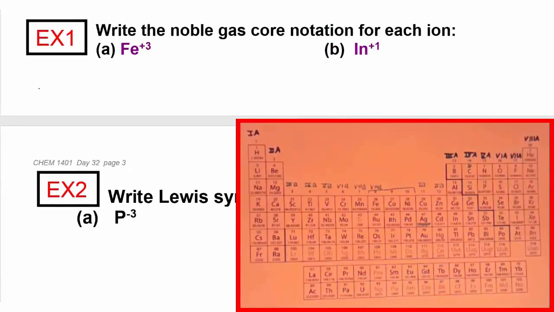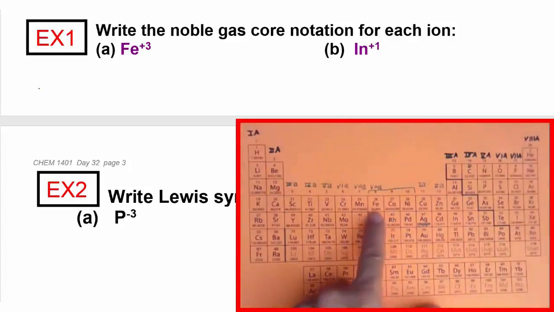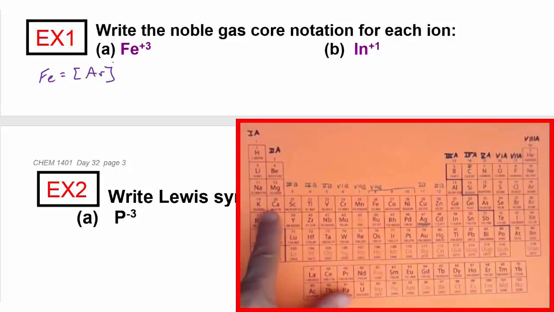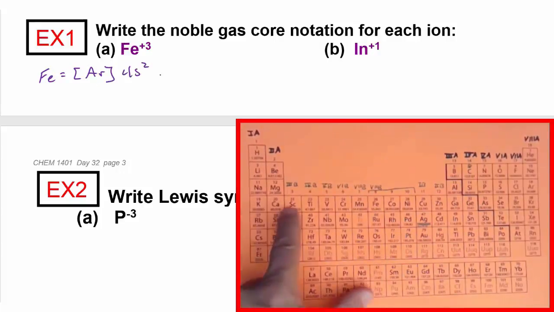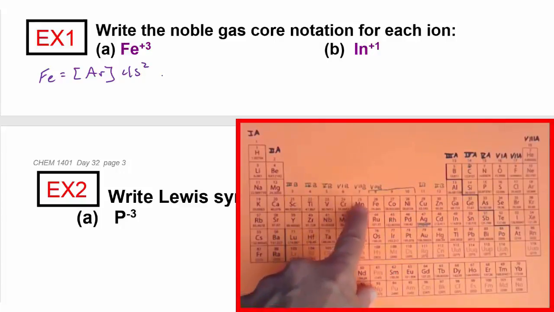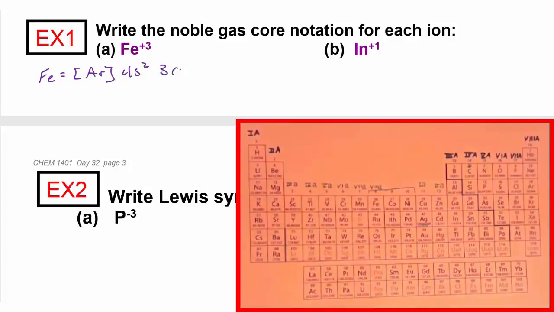Write the noble gas core notation for each ion. Iron 3. Well, first let's just write the notation for iron. Iron is going to be argon 4s2 3d, 1 2 3 4 5 6.